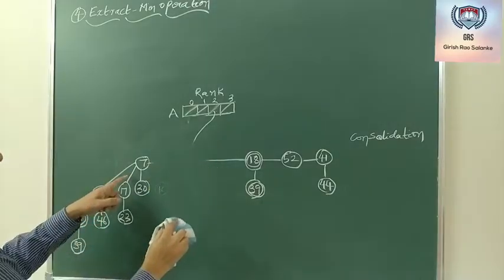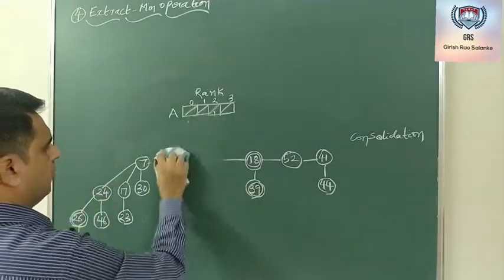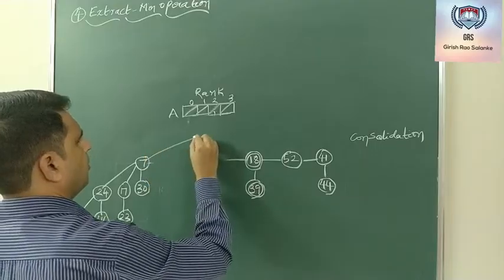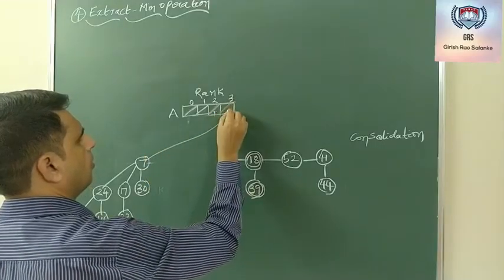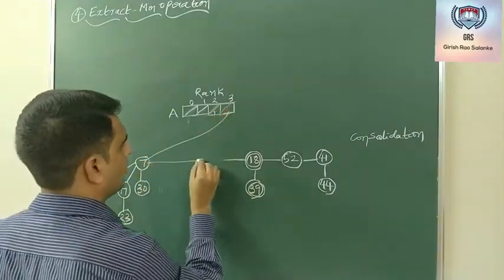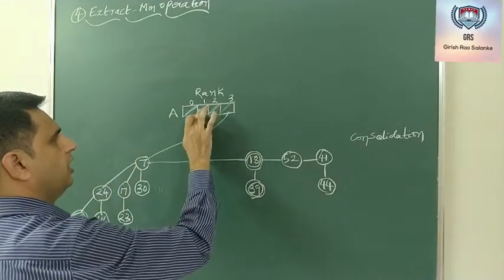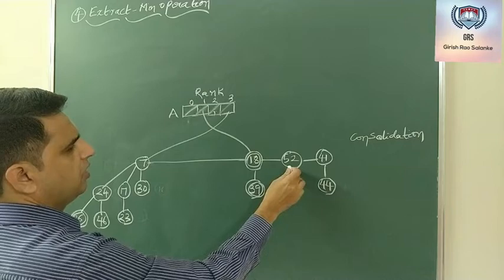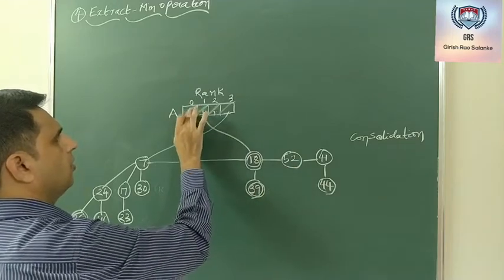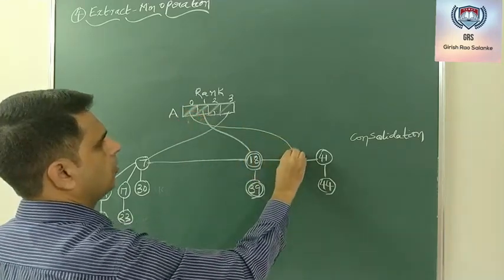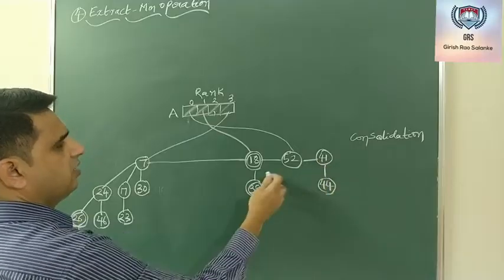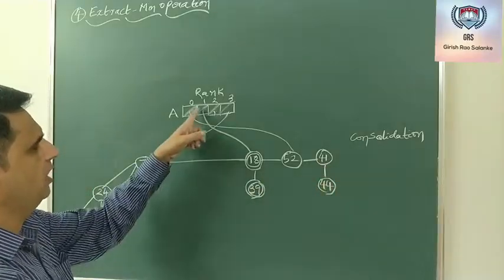Now what is the rank of this? The rank is 3. Rank is 3. Now come to this node. What is this? Rank is 1 because 1 child. Now what is this? Rank is 0. Now what is this? Rank is once again 1. Now rank of 1 is already filled.